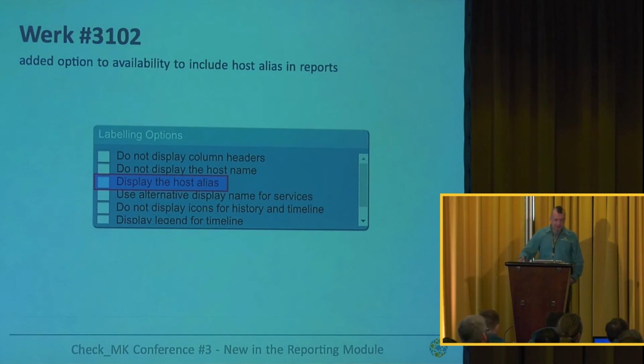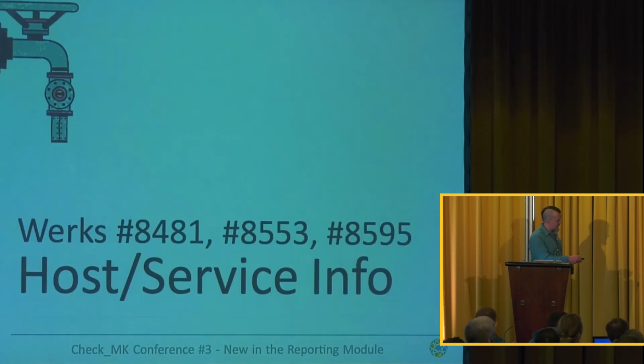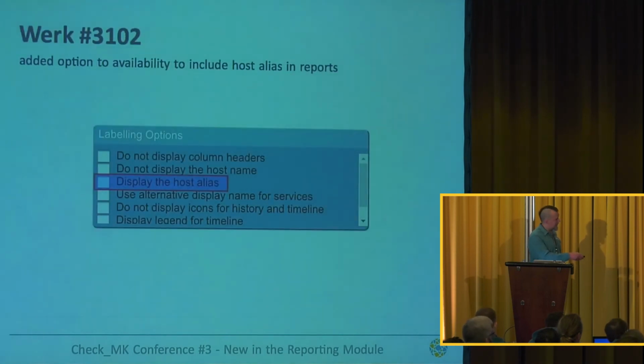So when it comes to availability, we now have the possibility to indicate the host alias. In addition to that, we also have the possibility to not display the host name itself. However, that is only being used if the alias is shown. So if both options are chosen, in that case, instead of the host name, you are going to see the alias and not the host name. Other than that, the host alias is visible in addition to the host name.